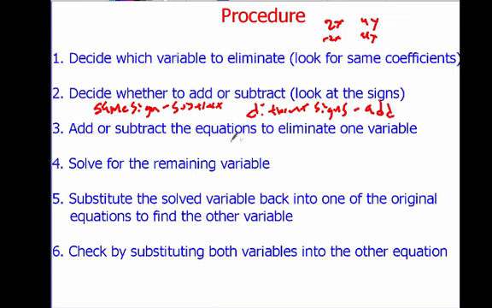Then I want to do that adding or subtracting to get rid of one variable, solve the equation that's left for the remaining variable, then take that variable we know, plug it back into one of our original equations to figure out the other one, and then just check our work. So let's try with an example here.